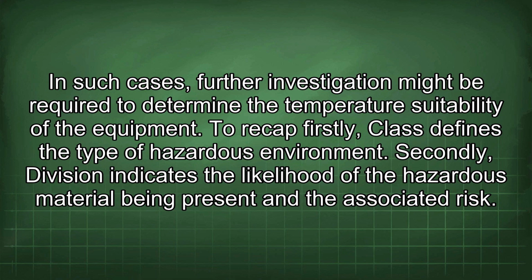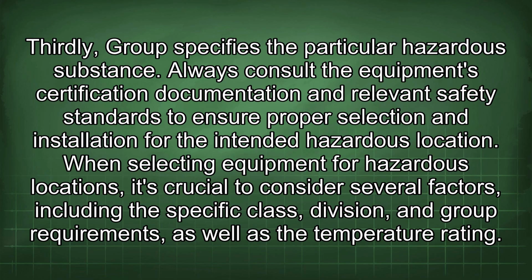To recap, firstly, class defines the type of hazardous environment. Secondly, division indicates the likelihood of the hazardous material being present and the associated risk. Thirdly, group specifies the particular hazardous substance. Always consult the equipment certification documentation and relevant safety standards to ensure proper selection and installation for the intended hazardous location. When selecting equipment for hazardous locations, it's crucial to consider several factors, including the specific class, division, and group requirements, as well as the temperature rating.